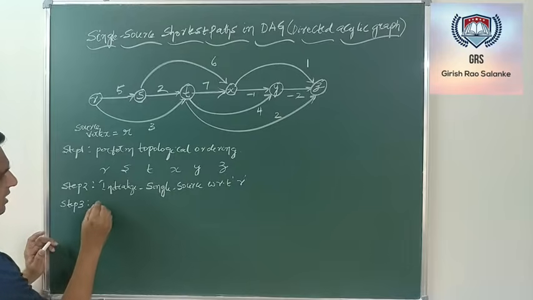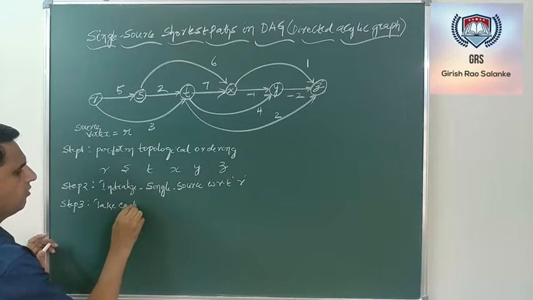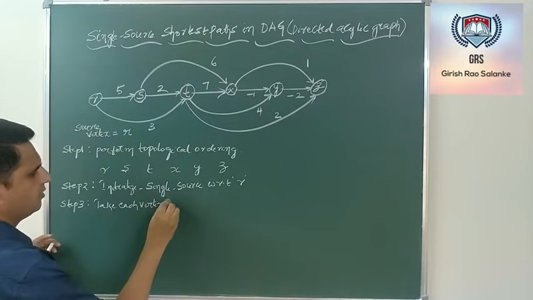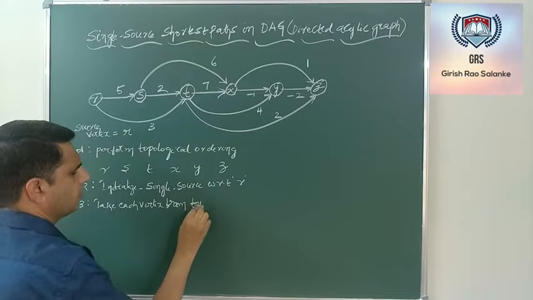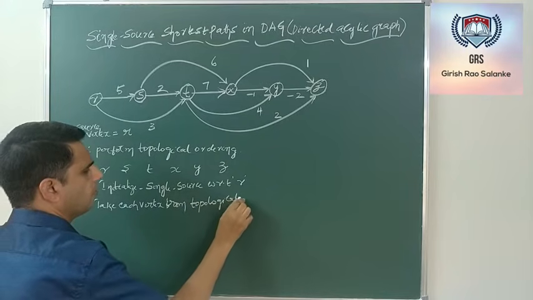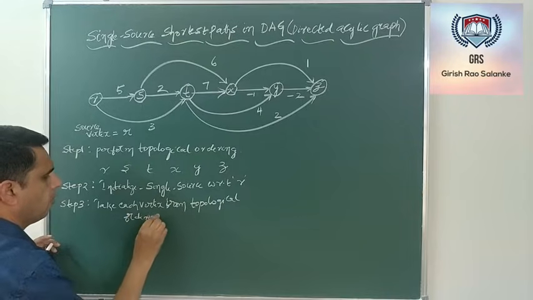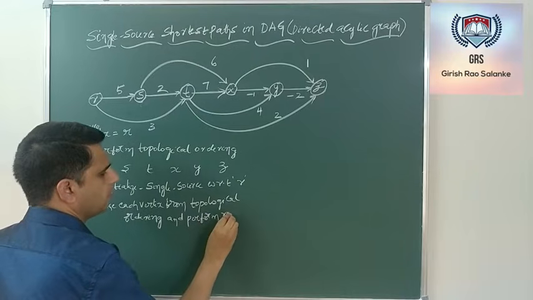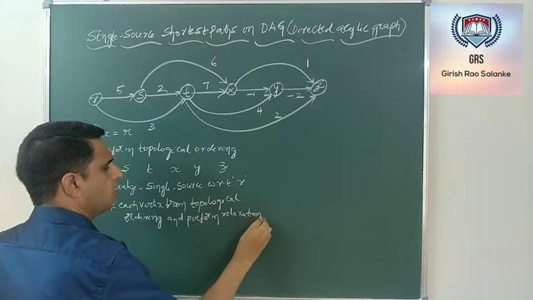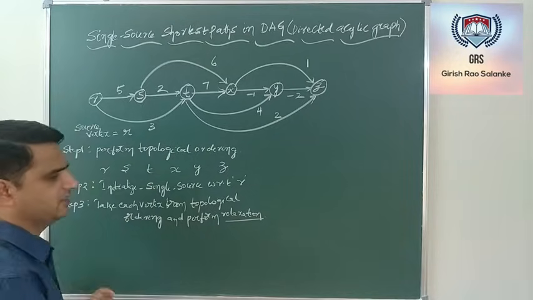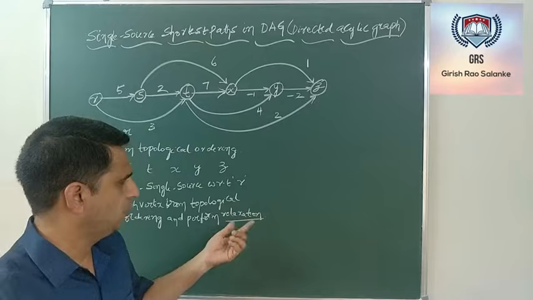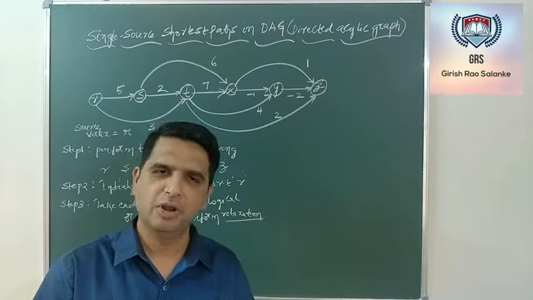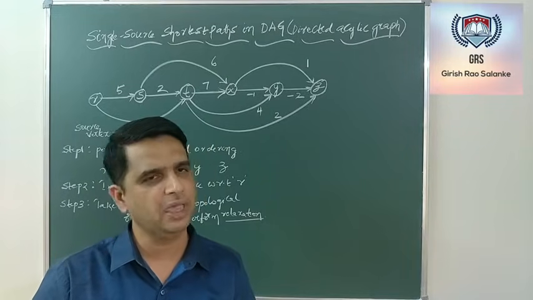Step 3 is take each vertex from the topological ordering and perform relaxation. We know what we mean by relaxation. This definition of relaxation and how to perform relaxation we have discussed in the Bellman-Ford algorithm. If you are not sure what relaxation means, please go back to my previous video and check.